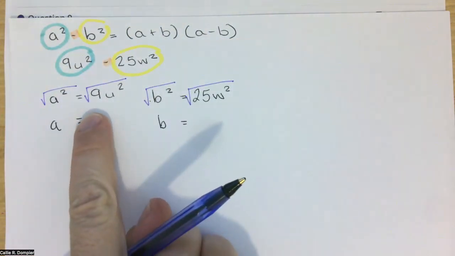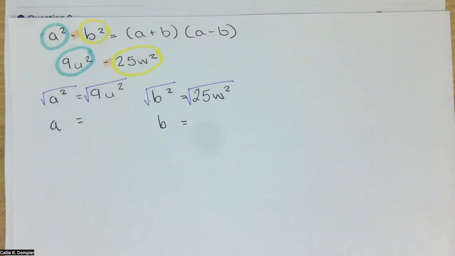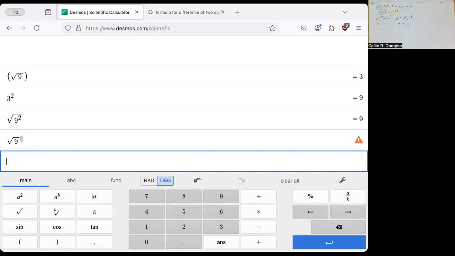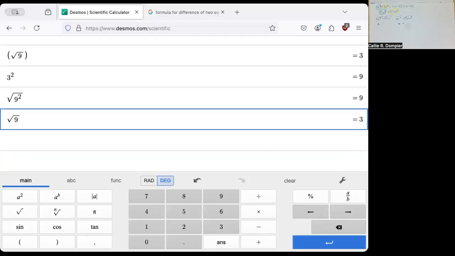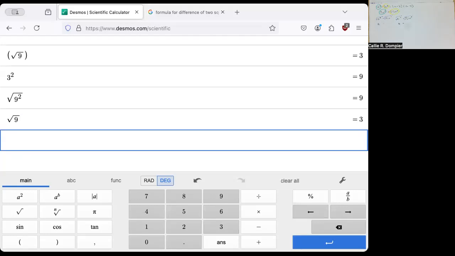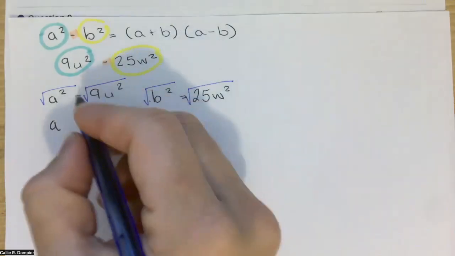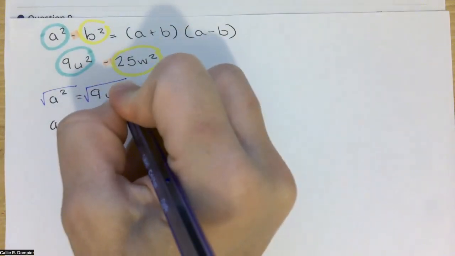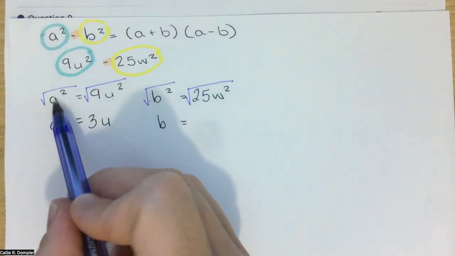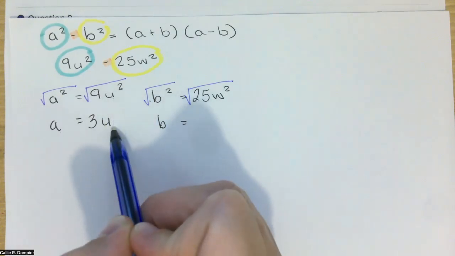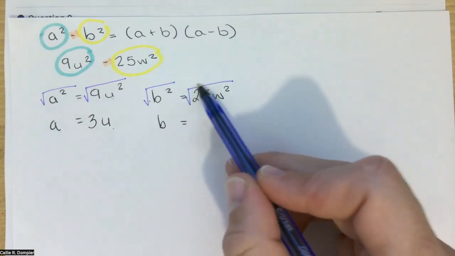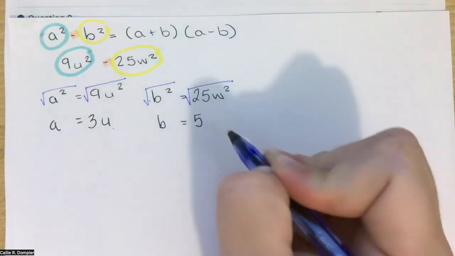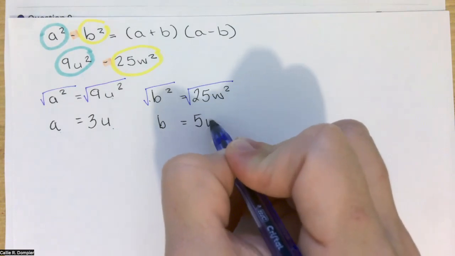We just have to take the square root of 9. What do you think the square root of 9 is? You're welcome to use a calculator. We kind of just did it. What's the square root of 9? It's 3. Good. So the square root of 9 becomes 3. The square root of u squared is u, just like the square root of a squared is a. Here b squared becomes b because we took the square root. The square root of 25 is 5 because 5 times 5 is 25. And then the square root of w squared is w.